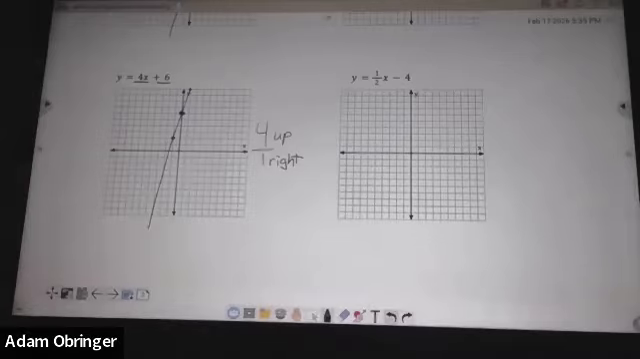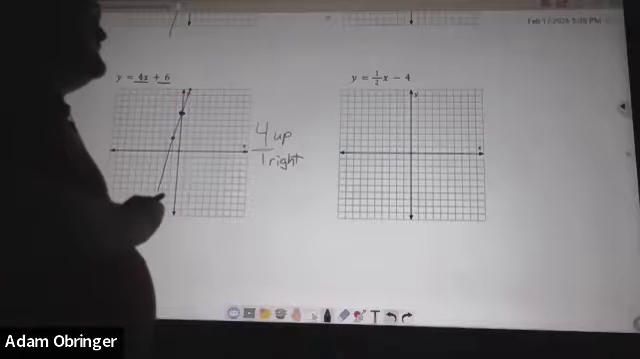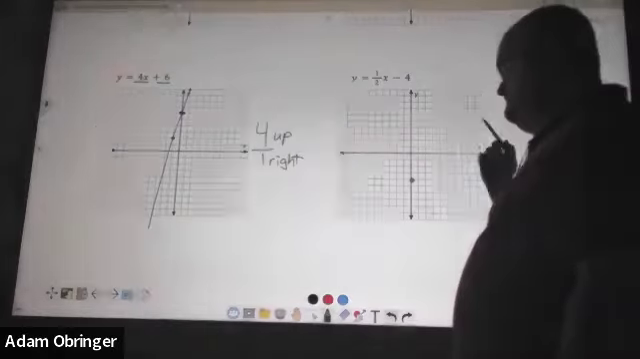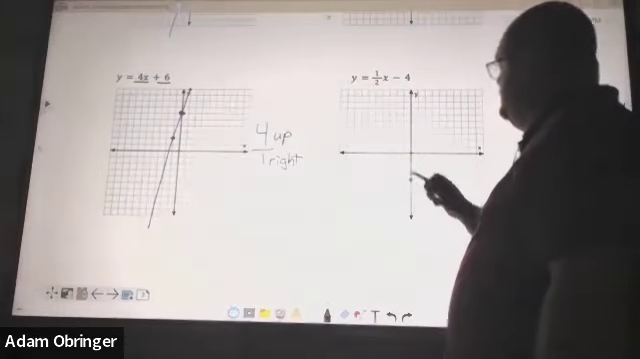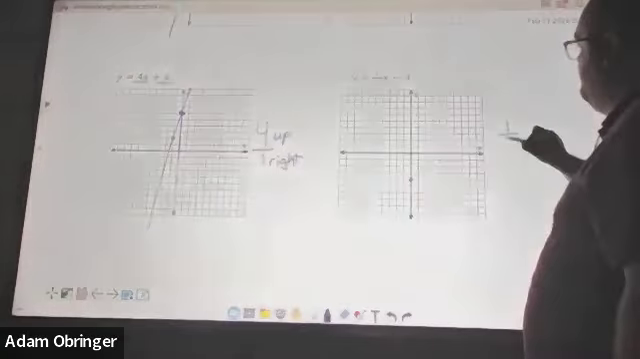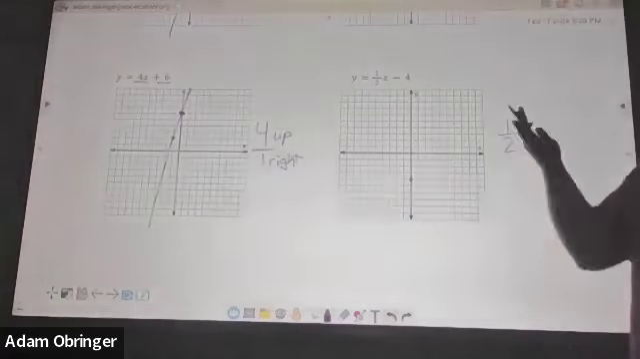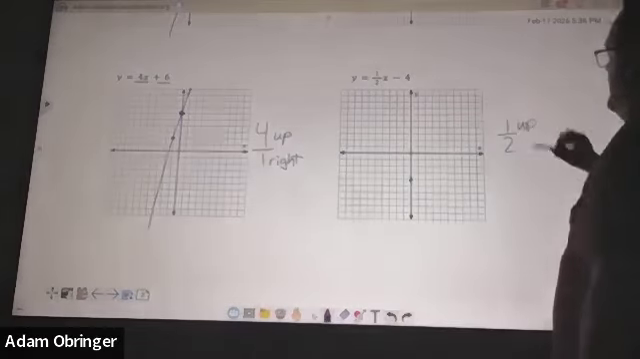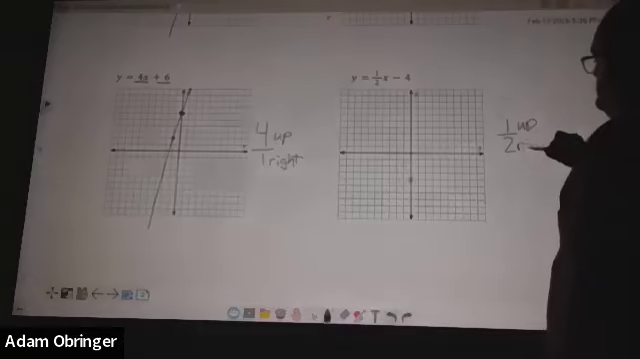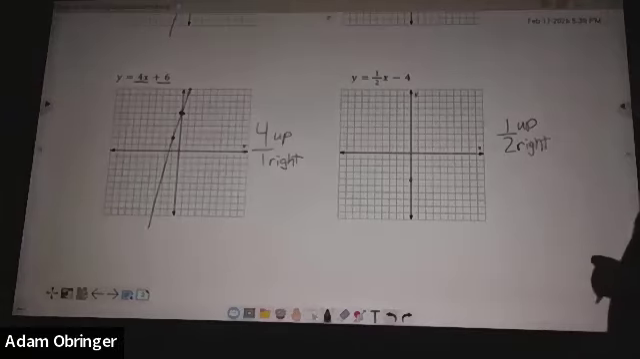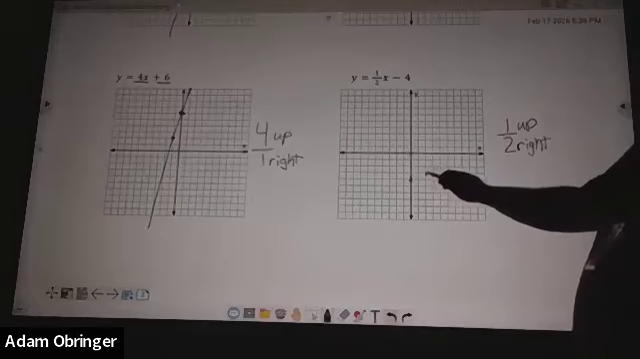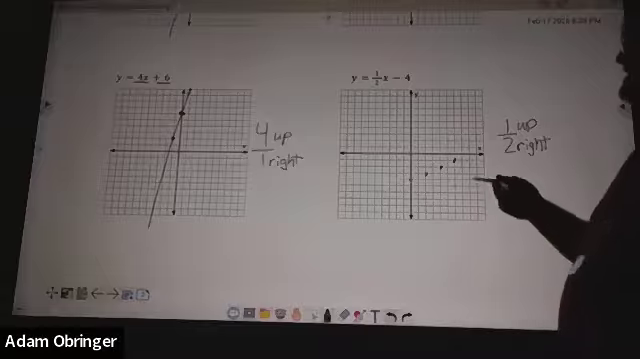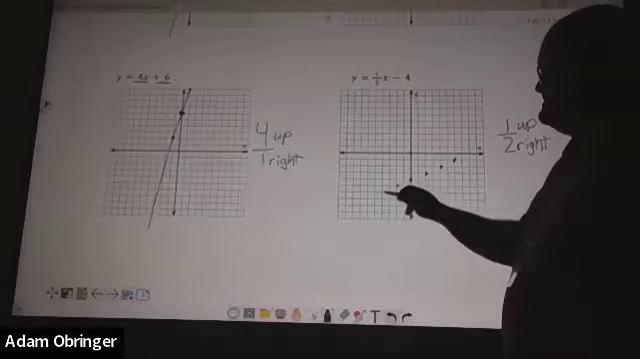The last problem here says 1/2 x minus 4. I've got an intercept of -4. 1, 2, 3, 4. Again, switching my color. My slope is 1/2. I don't need to make that 1 over 1 because it's already a fraction. I have 1 on top, so that is 1 up. 2 on the bottom, that is 2 right. So up 1, right 2. Up 1, right 2. Alternatively, I can go down 1, left 2, down 1, left 2.